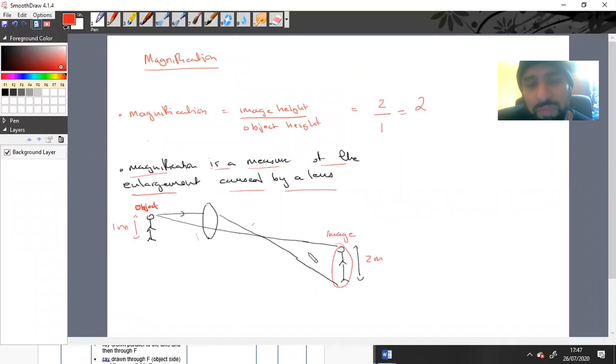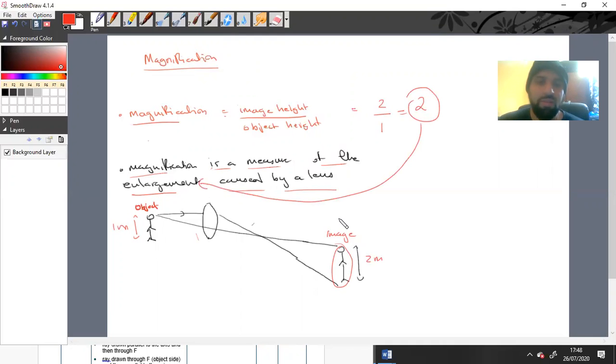What's the formula that tells you that? The formula is magnification equals image height, the height of the image that you're forming, which is 2 in this case, over the object height, the height of the object, which is 1. So 2 over 1 gives you 2. This 2 now tells you the enlargement, how much bigger the image is. Does that make sense, guys? I think it does, yeah, but just to make sure.